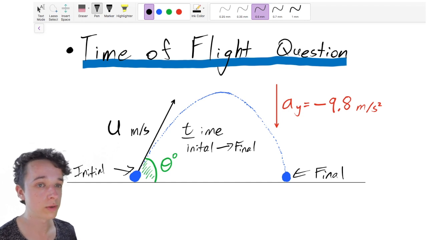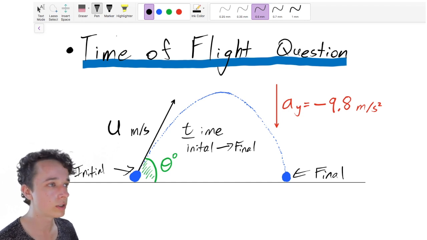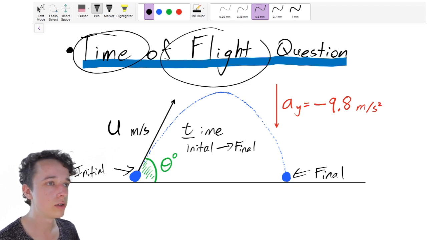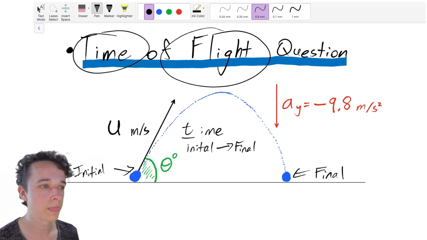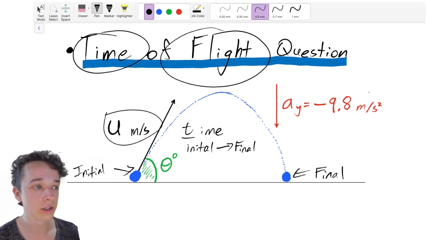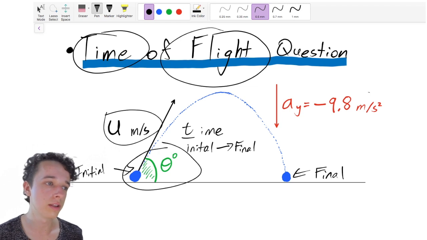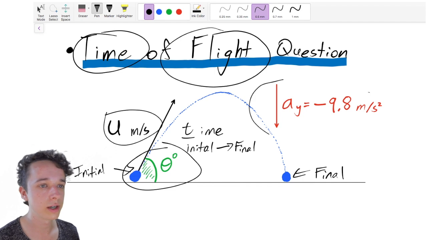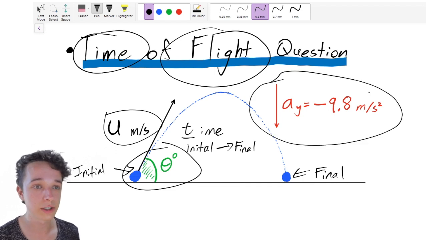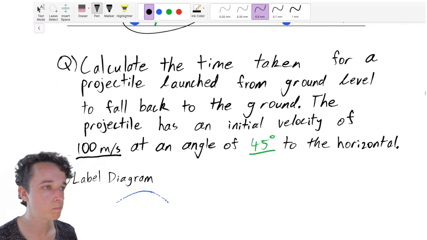That's what a time of flight question is asking you. And it's in the name, right? What's the time that it takes for this projectile to do its entire flight? Again, you'll usually be given the magnitude of the initial velocity and the angle that the initial velocity is directed towards. And again, unless it is explicitly stated otherwise, you assume that the acceleration is 9.8 meters per second squared downwards due to gravity.